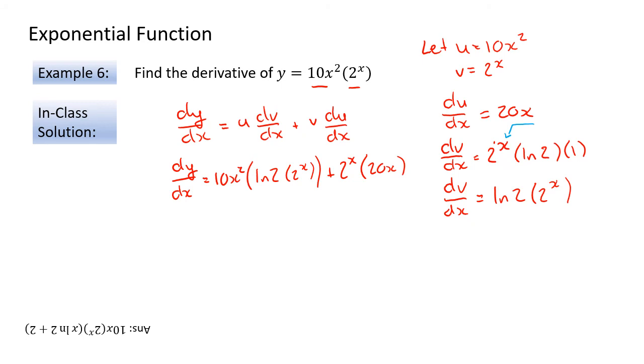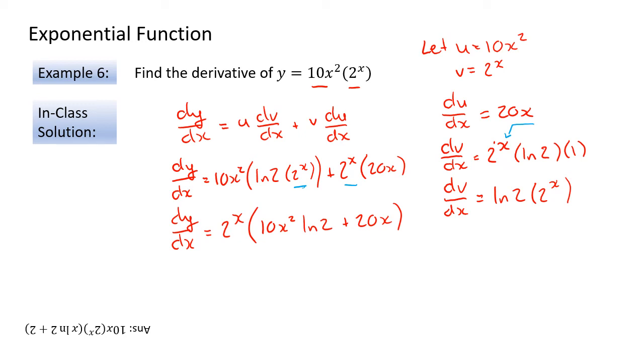Okay, so I'm going to do some factoring here. I'll do it in steps. There's two items that jump out at me that I can factor. The first is that both of these terms have a 2 to the exponent x, so we can start by factoring that component out. So dy by dx is equal to 2 to the exponent x. That's factored out, so we remove it from both of those expressions, and we're left with 10x squared ln 2 plus 20x.